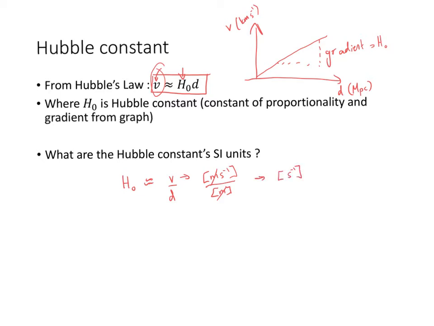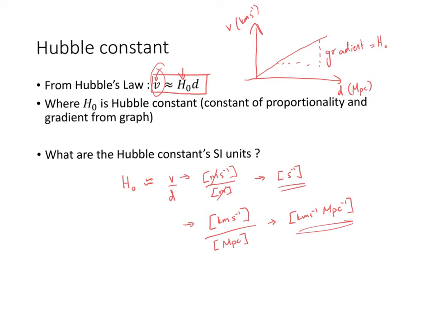However, since cosmologists tend to use kilometers per second for speed and megaparsecs for the distance, we can use a different unit. So in this case, it will be kilometers per second divided by megaparsec. So the unit will be kilometers per second per megaparsec. Both units could be used depending on what the question actually asks you and how many marks it is. You might need to convert, or you might not have to convert between them.